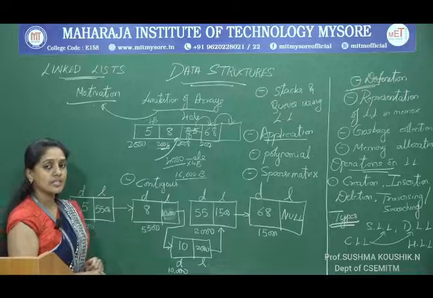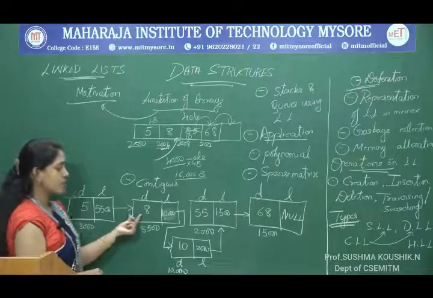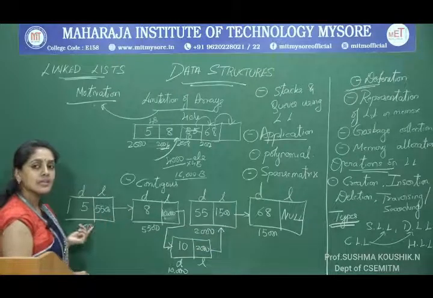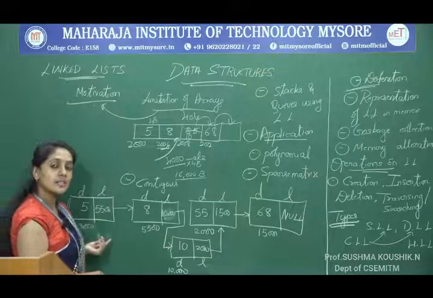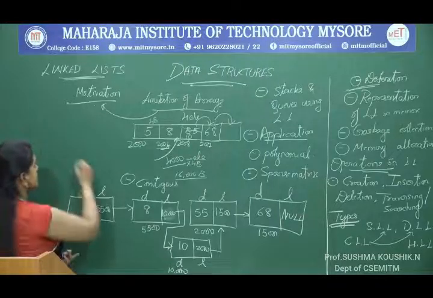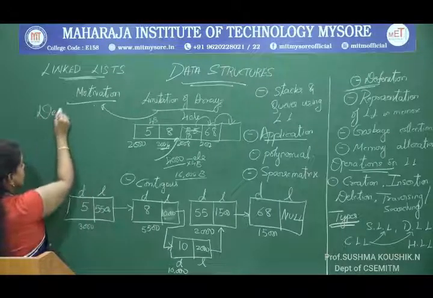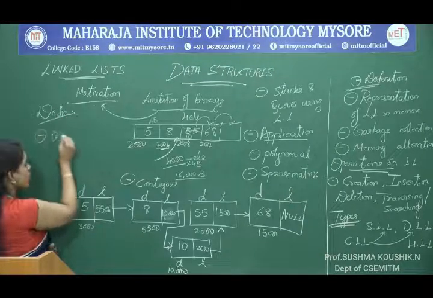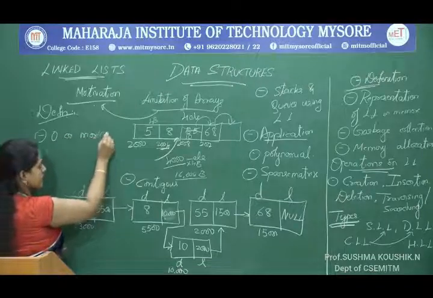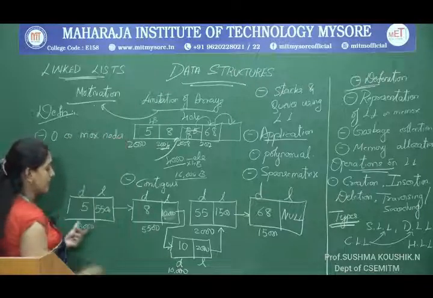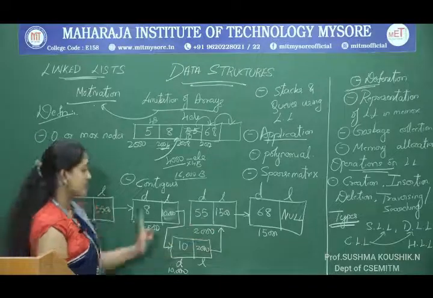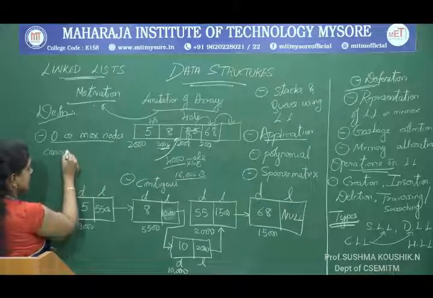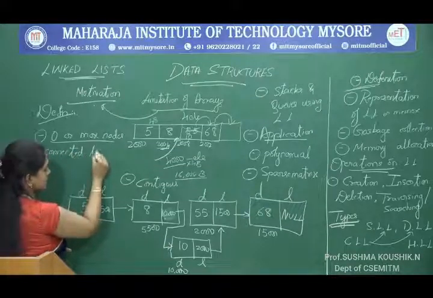What is the definition of a linked list? Now, a linked list is a collection of nodes. It could be 0 nodes. At the first go, we started with 0 nodes in the linked list. So, a linked list is a collection of 0 or more nodes, where those nodes are connected logically.